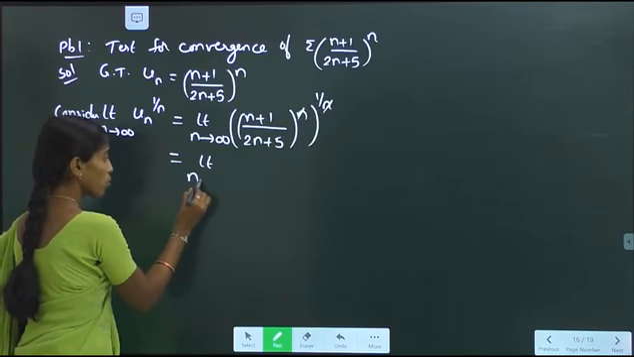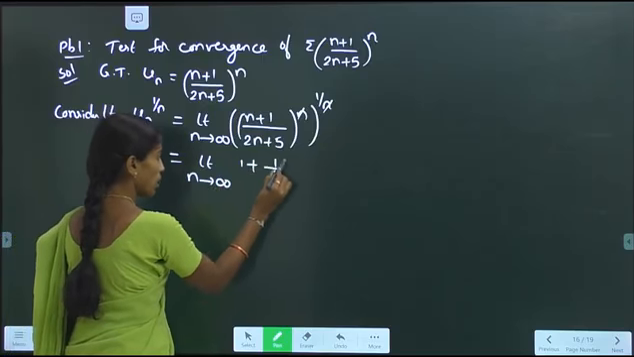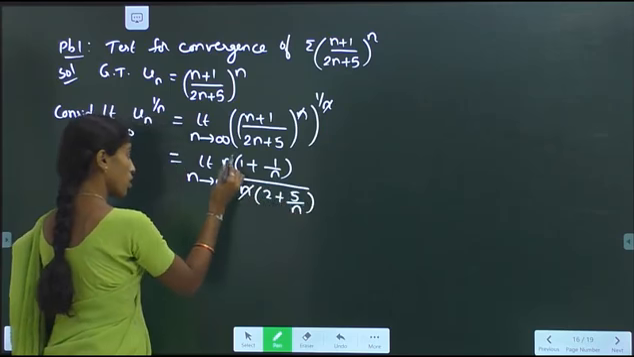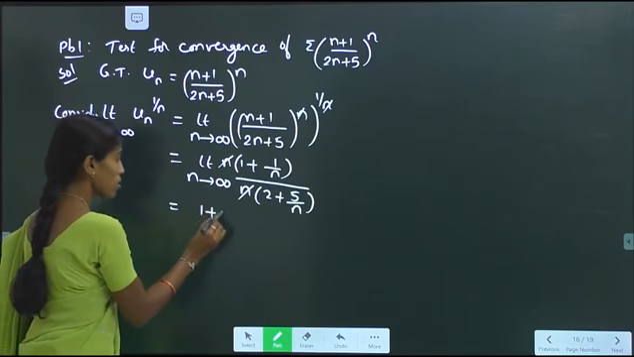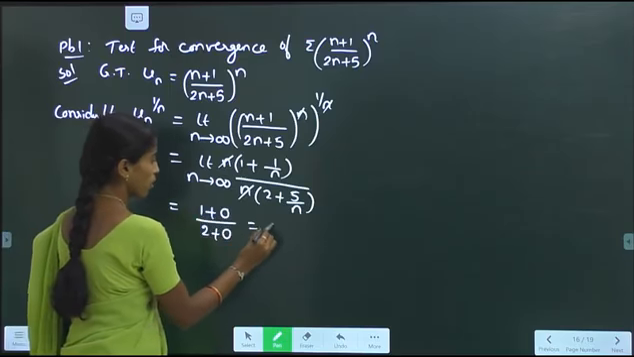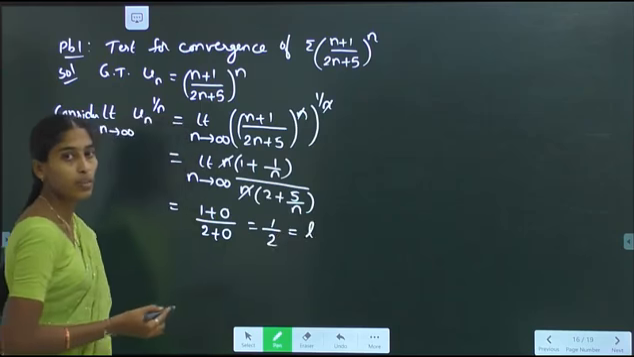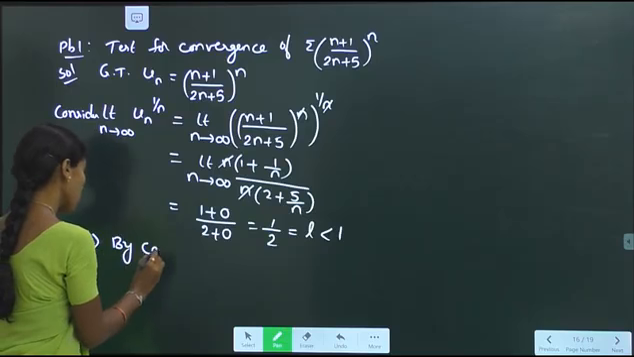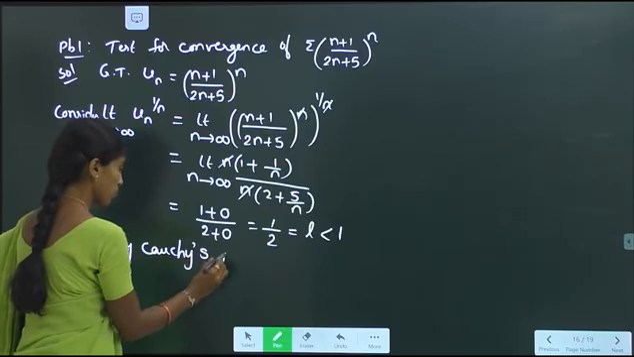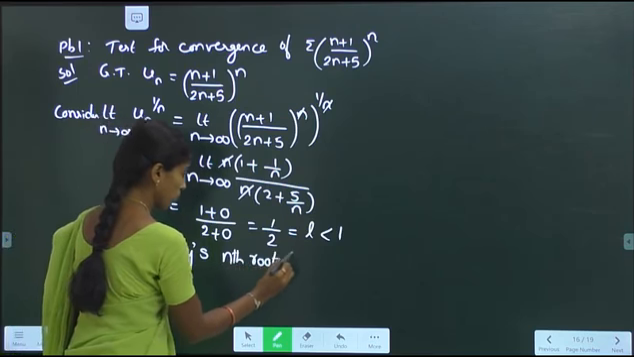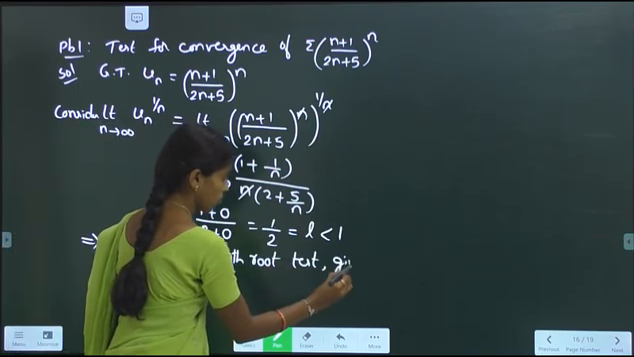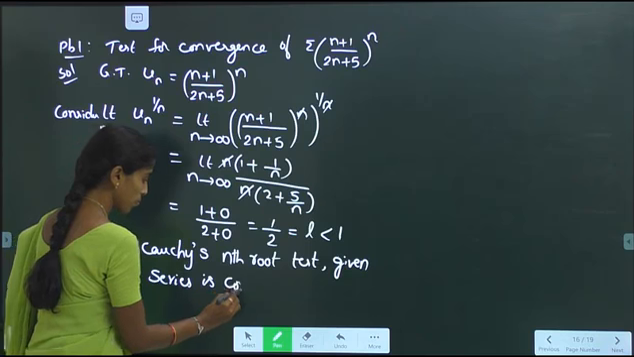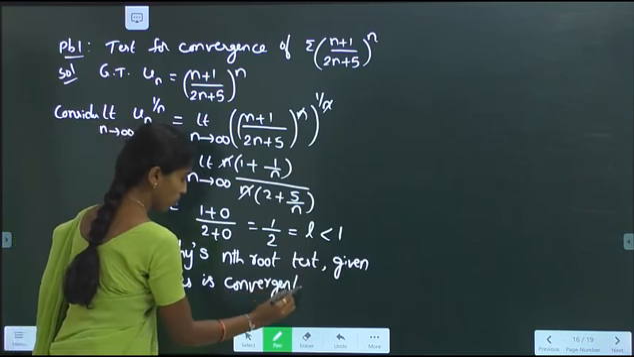Taking common n from both numerator and denominator, 1 plus 1 by n into n by n into 2 plus 5 by n. The n cancels. As n tends to infinity, 1 plus 0 by 2 plus 0, that is 1 by 2. Here the limit value is a finite value and less than 1, so by Cauchy's nth root test, the given series is convergent.